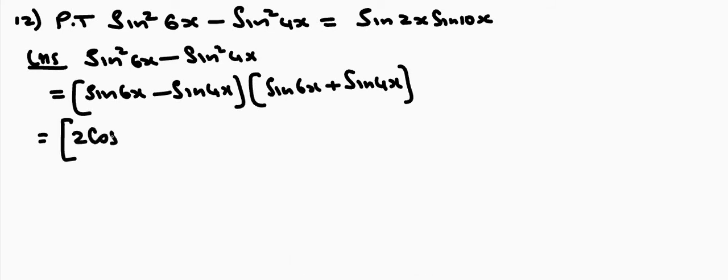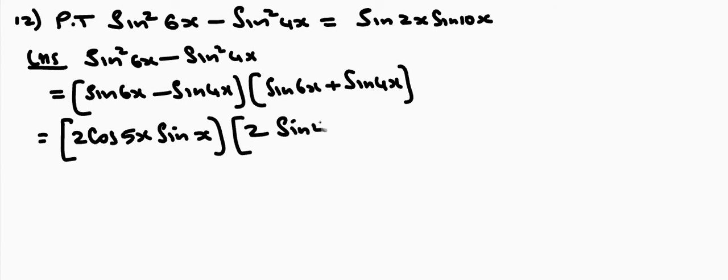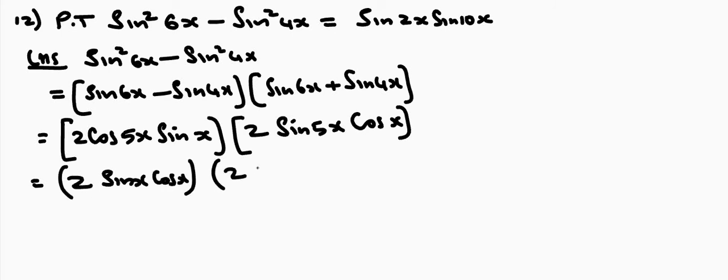2 cos of sum divided by 2, that is 6x plus 4x is 10x by 2 is 5x, into sin of difference divided by 2, that's 2x by 2 is sin x, into 2 sin of sum divided by 2, that is 5x, into cos of difference divided by 2, which is cos x. We rearrange the terms: 2 sin x into cos x into 2 sin 5x, interchanging these two terms, taking cos x into this bracket and cos 5x inside this bracket, then we get 2 sin 5x into cos 5x.